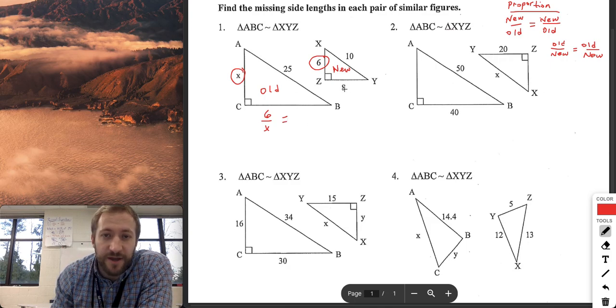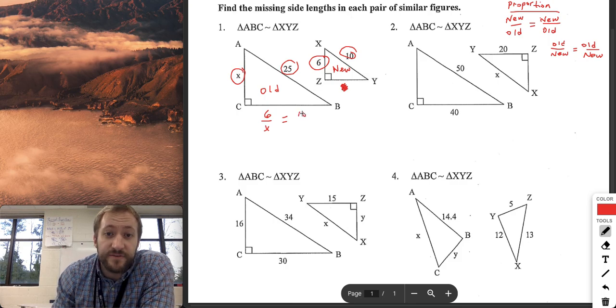Now, I have an 8 right here, but you're going to notice down here, I don't have a corresponding side filled in right there, so I can't use the 8. I don't know what the corresponding side is. I have 10 right here. That corresponds with 25. Great, that's corresponding. So I'm going to have 10 on my new, 25 on the old.